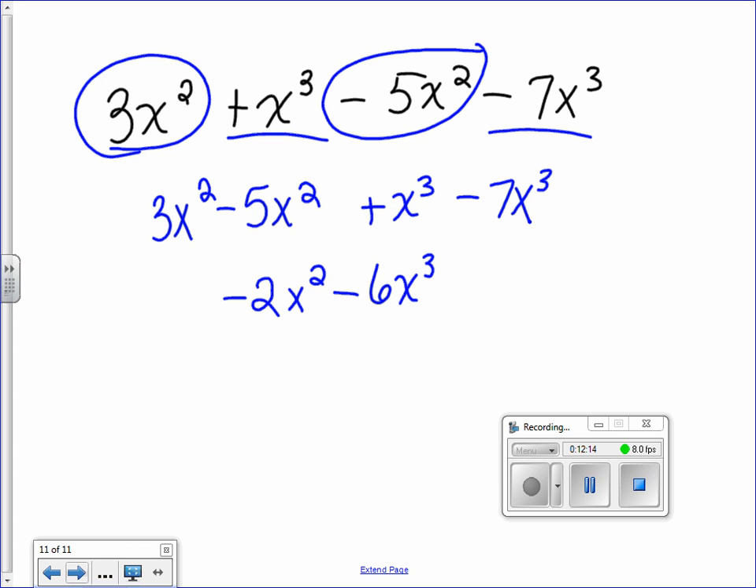Blue shirt. Can I go any further with that problem? No. Okay, very good. Circle it, you're done.